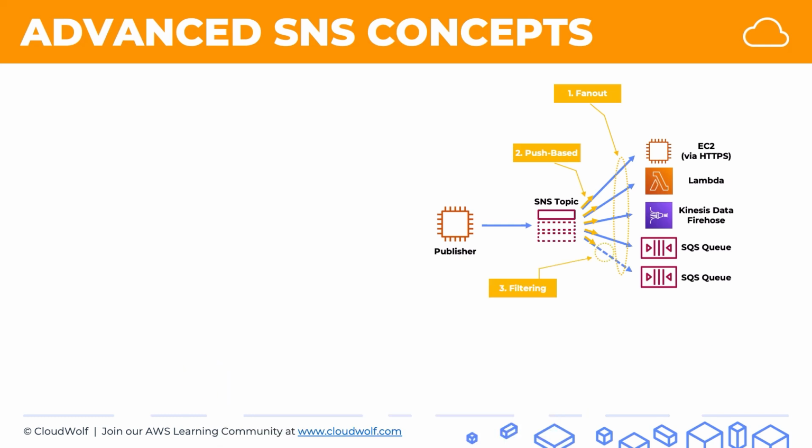Next is filtering. So you can see here this arrow is dashed, and I'm using that to represent that this SQS queue has decided not to get all messages. It's filtering to certain messages. So for example, the SNS topic might be publishing transactional data, and the SQS queue is specifically interested in a certain type of transactions. That's just one example, but basically you can filter the messages that you're subscribed to.